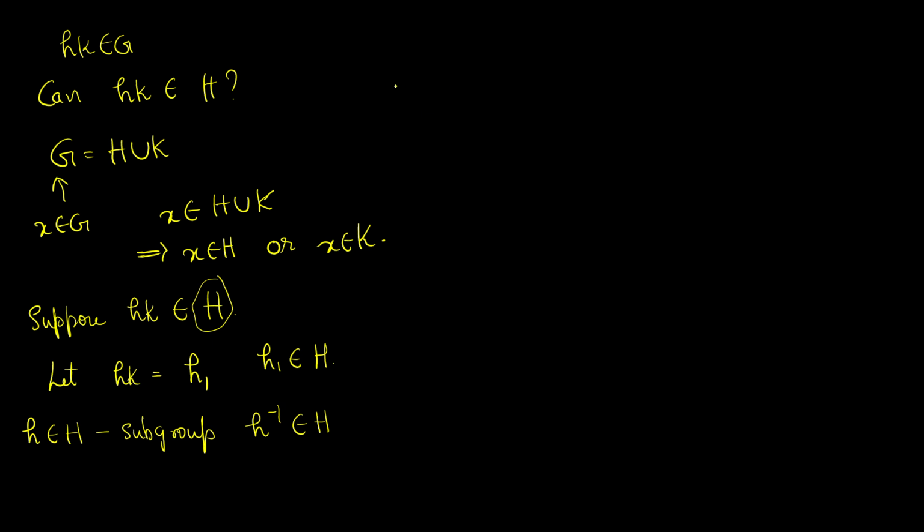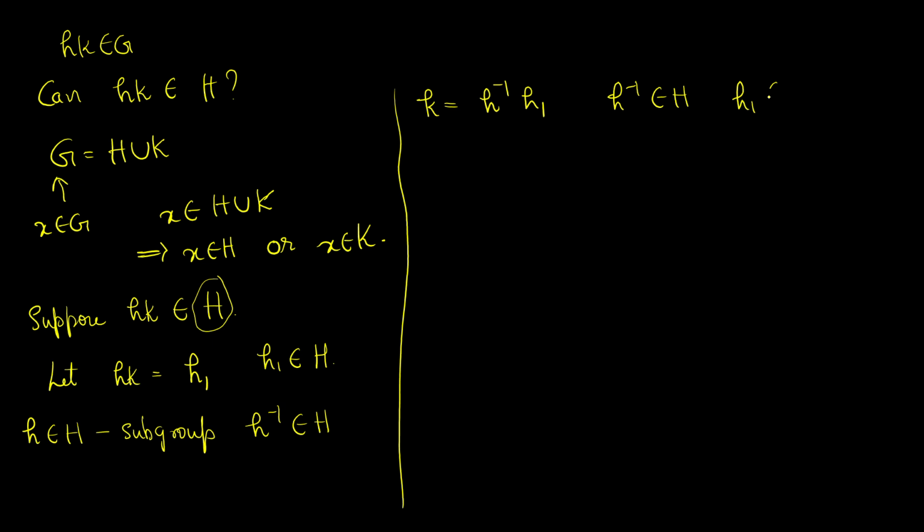We will get that K is equal to H inverse into H1. Now H inverse is in H, also H1 is in H. H is a subgroup, right? So what will we get? H inverse H1 must be there in H. Why? Because since H is a subgroup, it will have the closure property. If we are taking two elements in H and if we are operating them, it will definitely land in H, right? So this H inverse H1 must be in H.